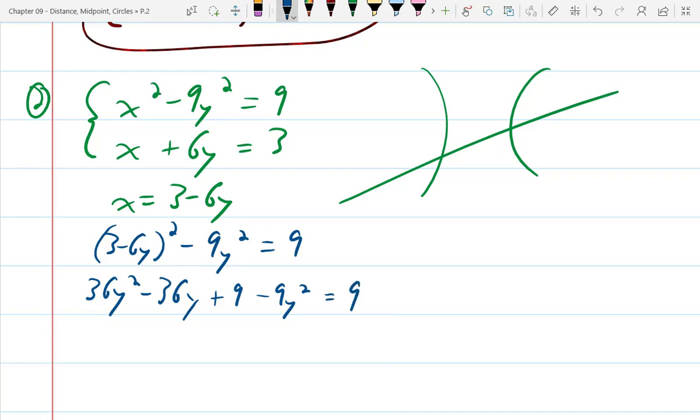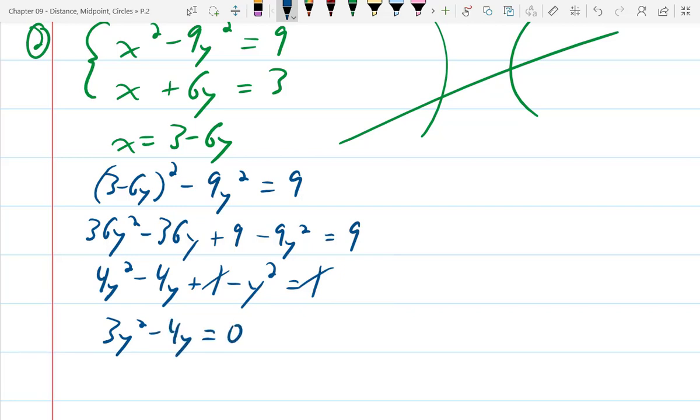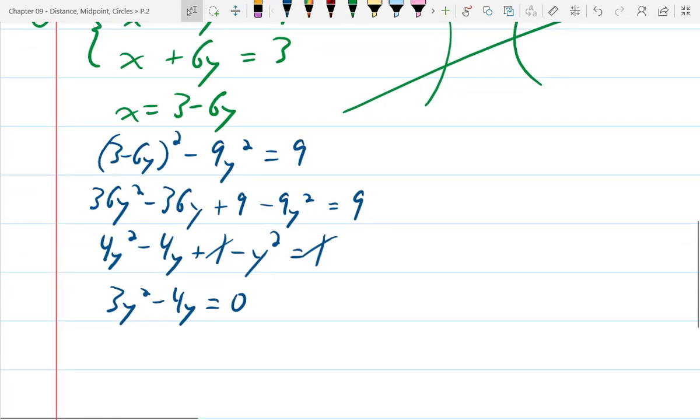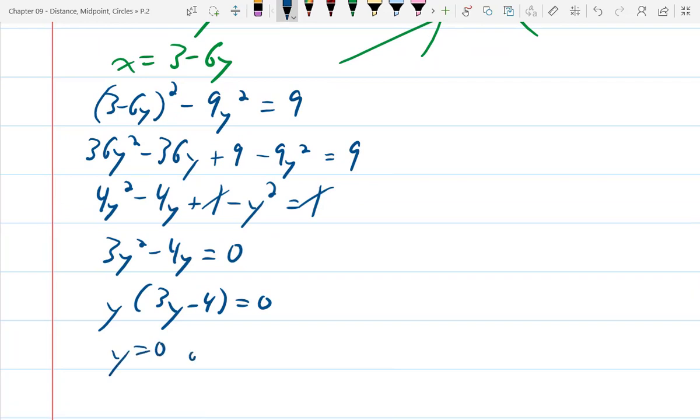I'm going to take a 9 out of everything now, just to make life a little easier. 4y squared minus 4y plus 1 minus y squared equals 1. Be really happy when your constants drop out, like the 1's go away. And you get 3y squared minus 4y equals 0. It's really easy to factor that. What's the strategy you use to factor? Take out a y, greatest common factor. y times (3y minus 4) equals 0, and you get y equals 0, or y is equal to 4/3.